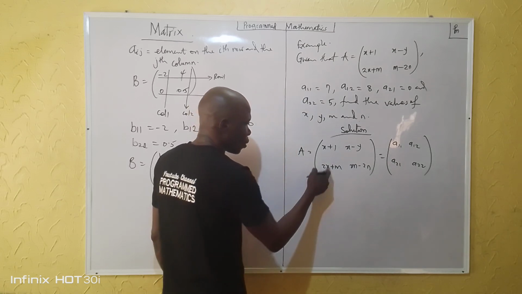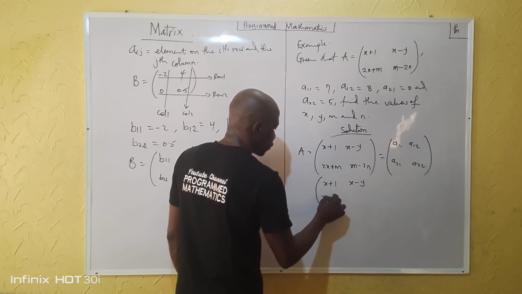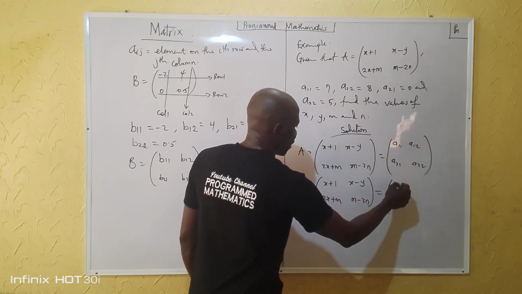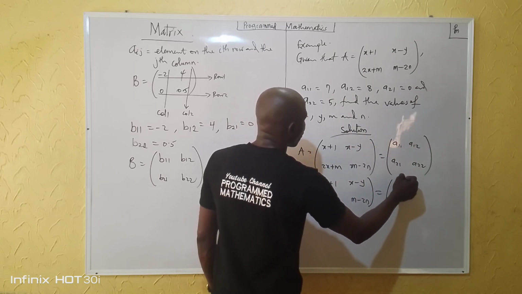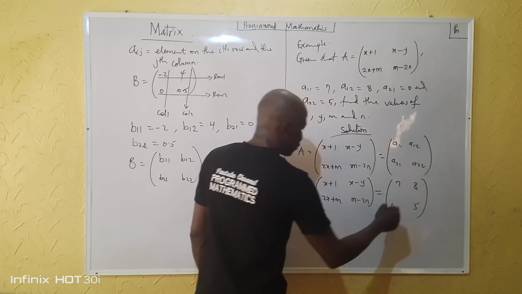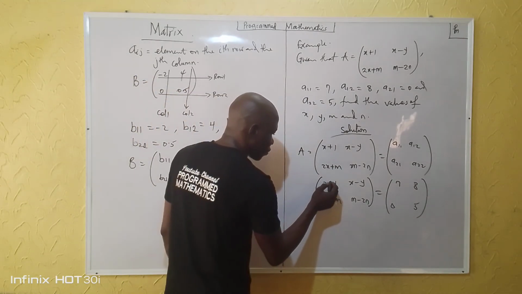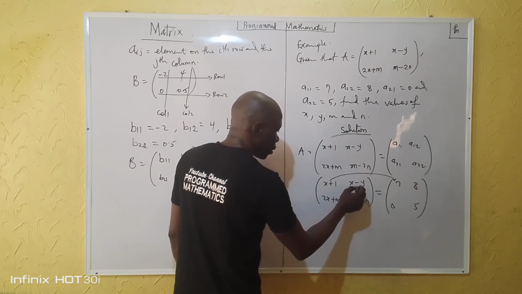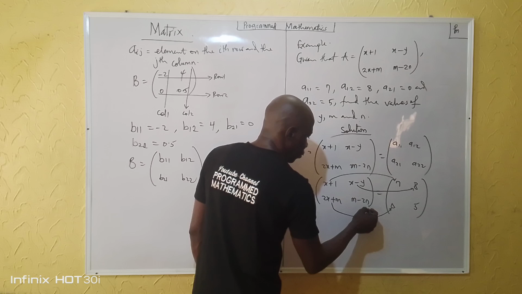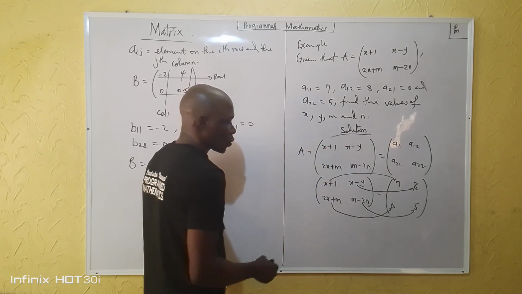If we compare this now, x plus 1, x minus y, 2x plus m, m minus 2n is equal to A11, let's put their values: 7, A12 is 8, A21 is 0, A22 is 5. From here, I think the problem is lighter now. So we are saying x plus 1 is equal to 7, x minus y is equal to 8, 2x plus m is equal to 0, and m minus 2n is equal to 5. So let's solve the problem.